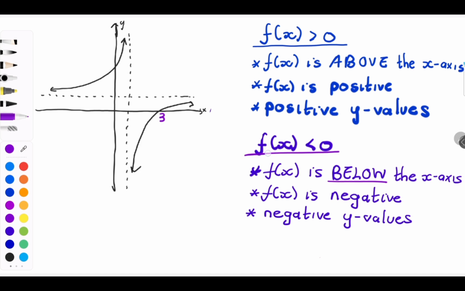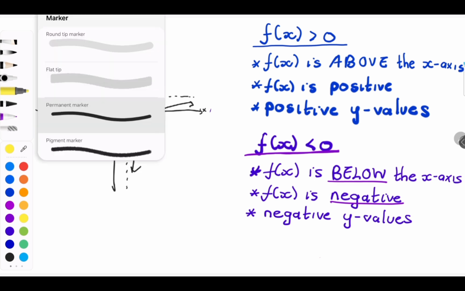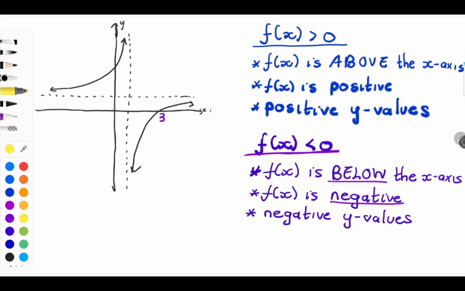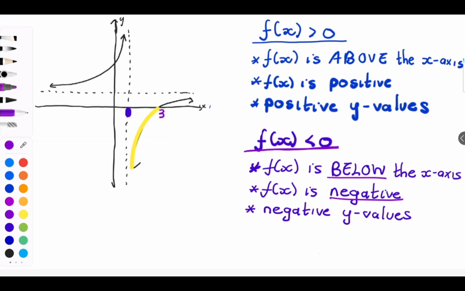Now let's look for where f of x is less than 0, which means that we are looking for negative y values, or where the graph is below the x-axis. Now the graph is below the x-axis right here, only at this part here, which we have highlighted in yellow. And earlier we said that this is an x value of 1. Our vertical asymptote is x equals 1. So now where is our graph below the x-axis? This will be when x is greater than 1 but less than 3.